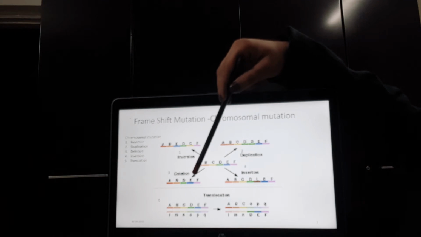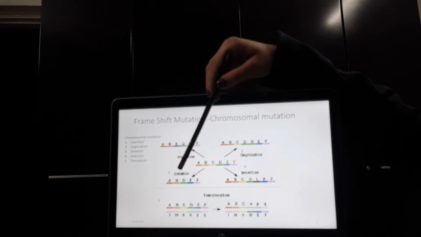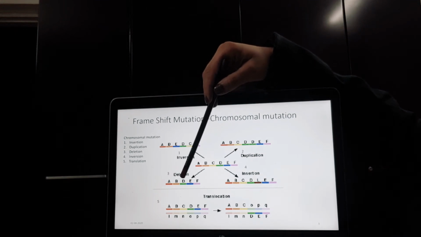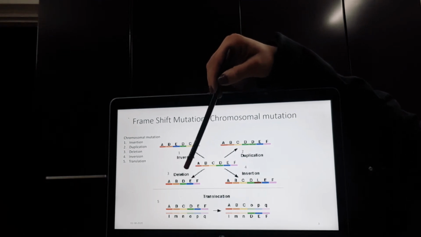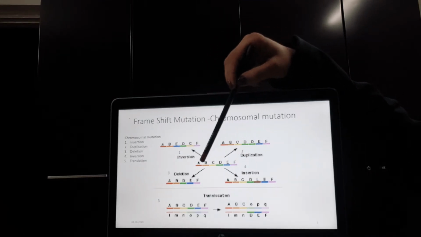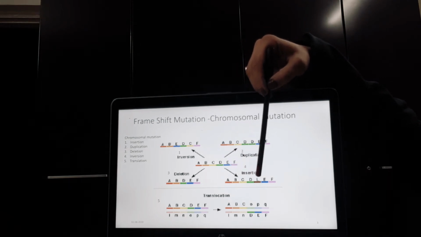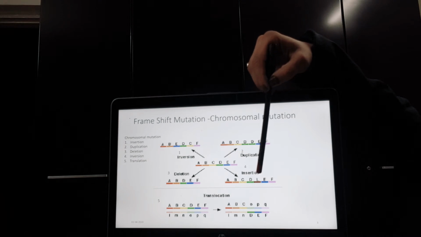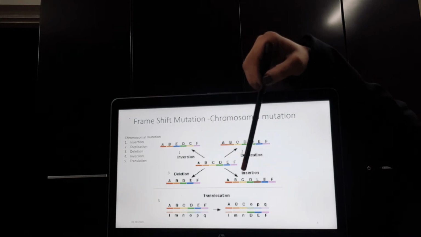The third is deletion. So the original one again is A, B, C, D, E, F, and deletion is A, B. We can't see the C. C is the one which is deleted. So A, B, D, E, F. C is deleted. So it is deletion. Insertion. A, B, C, D, E, F is the original one. A, B, C, D. What is here? It's L. So L is the insertion. E, F is the original. So that is the insertion category.